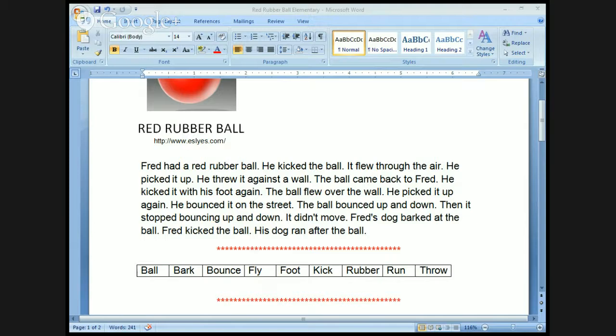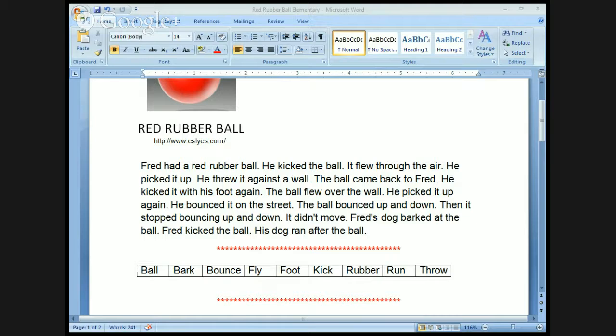It flew through the air. What flew through the air? It was the red rubber ball. Did the red rubber ball fly through the air? Yes, the red rubber ball did fly through the air. Who kicked the red rubber ball? Fred kicked the red rubber ball.